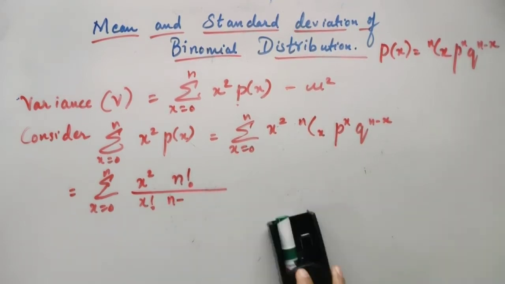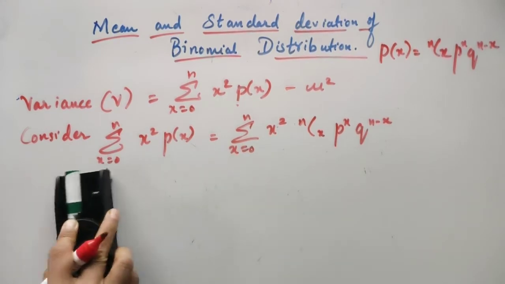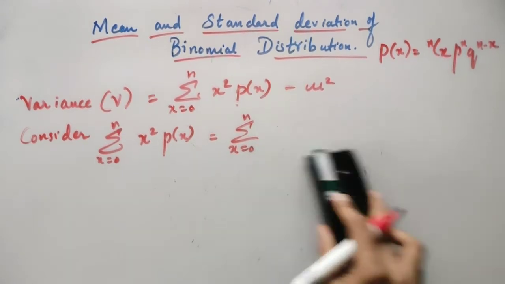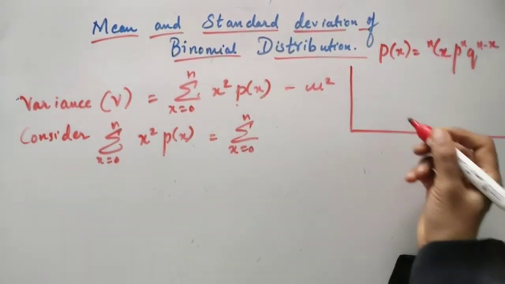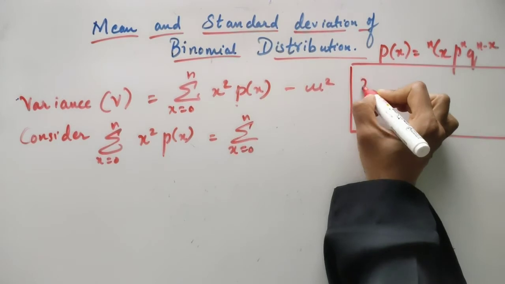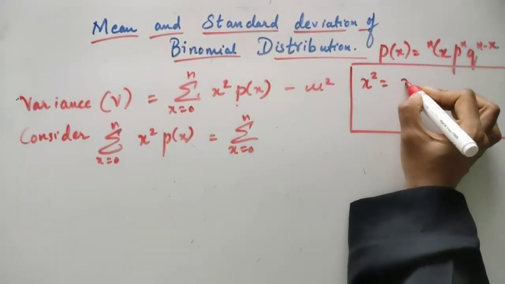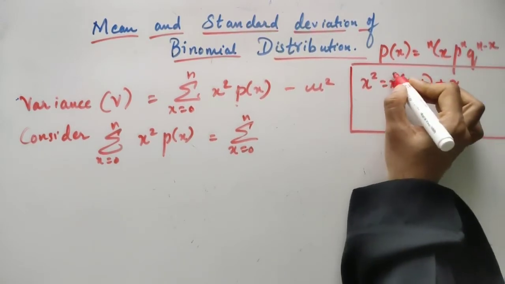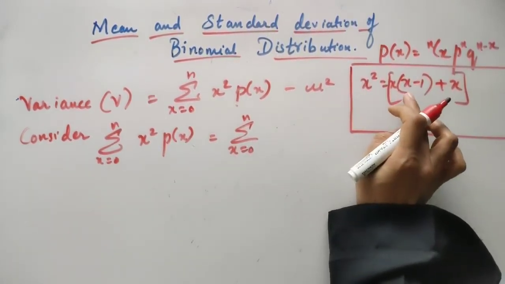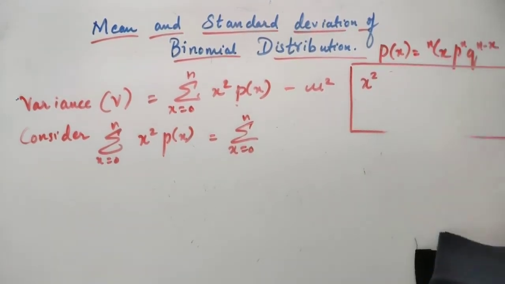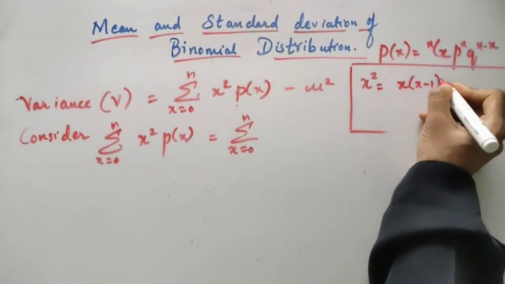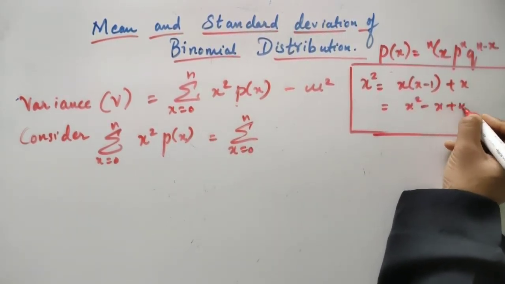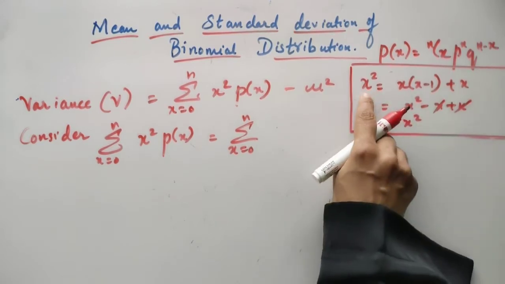But before going for this simplification, I'll not do the simplification like this. One minute, I want to replace this x square. Without that we cannot go further. I can write my x square as x into x minus 1 plus x. Can I do it like this? Just see, x square minus x plus x, so you still have x square. So I can replace x square by this bracket.